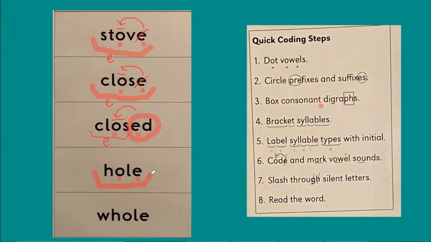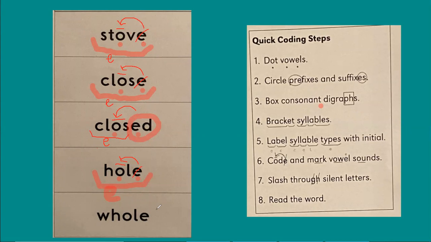And then we need to label our syllable type. So we notice that there is a Mr. O, a long O, a consonant, and a magic E. So we know that's a magic E pattern. So we put E underneath. And then we need to label. We're on to number 6 now. Code and mark vowel sounds. So we're going to do our vowels. We have a long O with our magic E. Put an arrow over to that long O. Okay, that's what you do here.